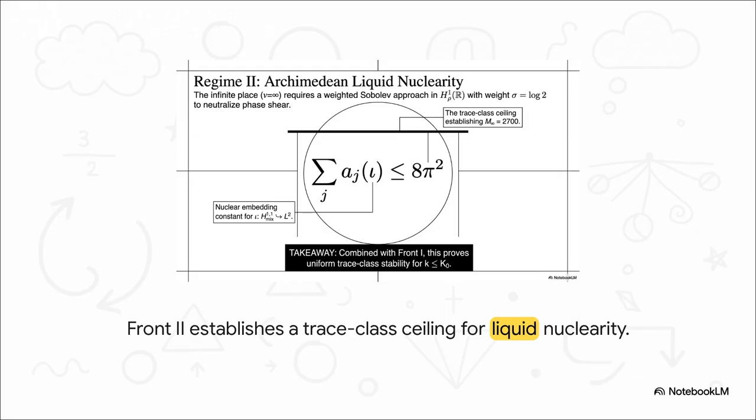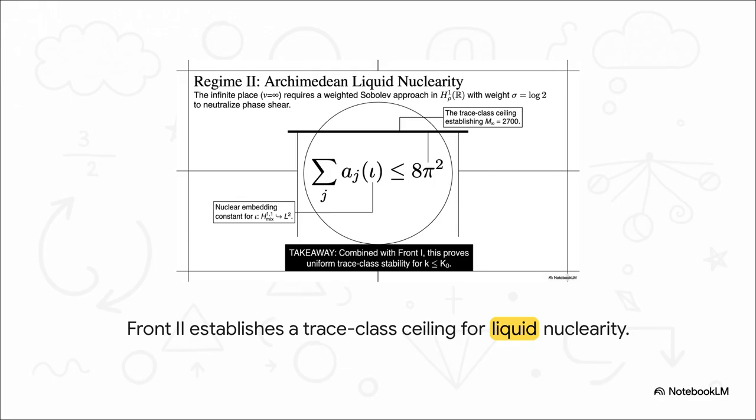Meanwhile, Front 2 deals with the Archimedean liquid continuous regime. We can't just rely on solid dynamics, we must neutralize phase shear at the infinite place. We accomplish this by applying a weighted Sobolev approach, which yields a precise nuclear embedding constant. The sum of the approximation numbers is less than or equal to 8 pi squared. This gives us a hard trace-class ceiling of m infinity equals 2700.